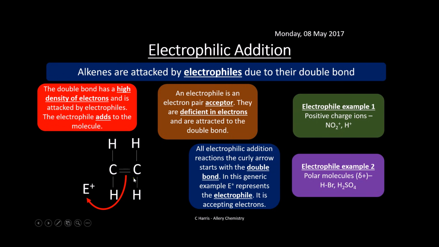Now, most of the electrons are in the double bond, so this is a type of addition reaction. This is the electrophile, the E+, I just put the letter E to symbolize an electrophile. However, the electrophiles could be delta positive as well, as I said before. This is accepting electrons from the double bond, and we're adding onto it. So you'll see this a lot.